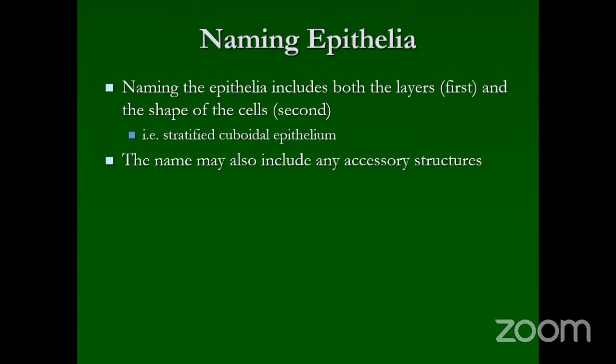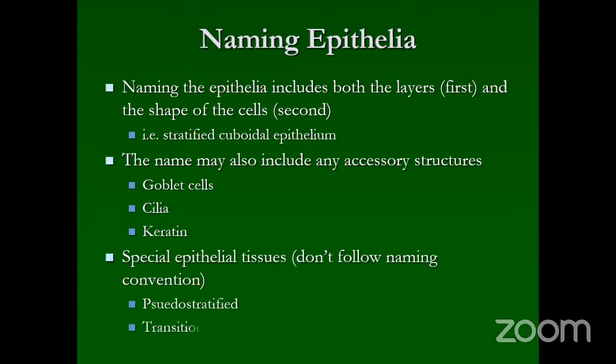Sometimes the name may not be so simple. Sometimes you may have accessory structures like cilia present, and that can also be included in the name. Like goblet cells, cilia or keratin. Even these can be included in the name of the epithelium.